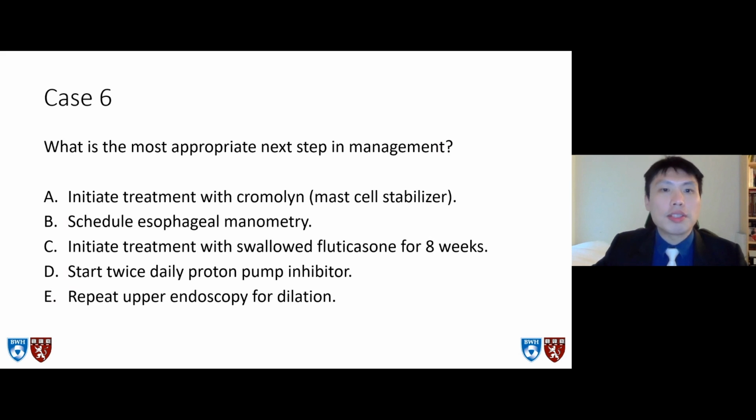So the question is, what is the most appropriate next step in the management? Is it A, initiate treatment with cromolyn, a mast cell stabilizer; B, schedule an esophageal manometry; C, initiate treatment with swallowed fluticasone for 8 weeks; D, start twice daily proton pump inhibitor; or E, repeat upper endoscopy for dilation?